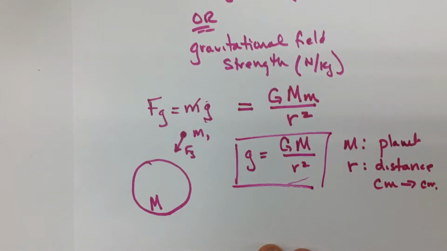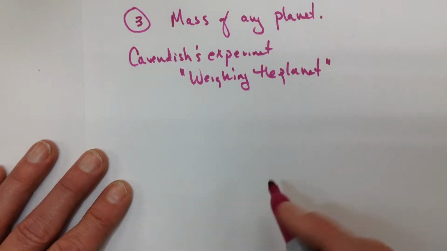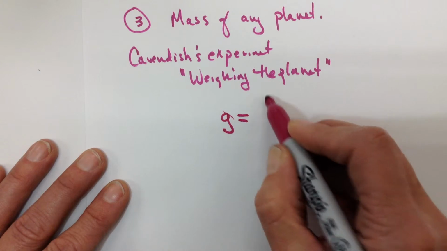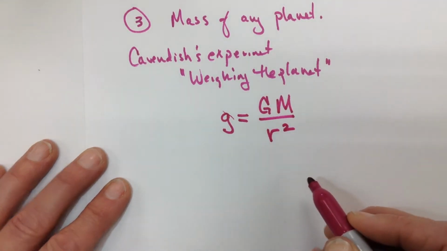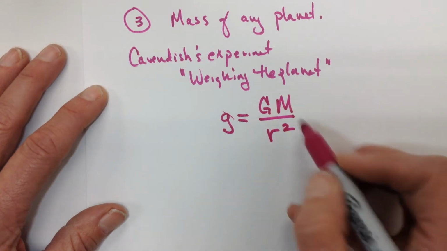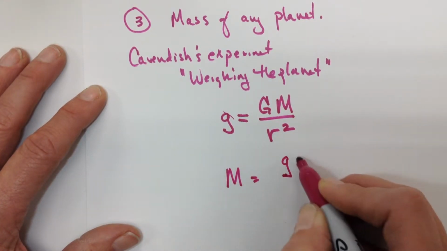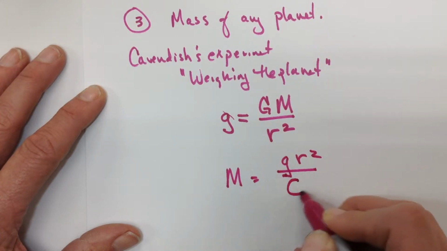Okay, the third thing that we can do is determine the mass of any planet. If we bring back our equation that we just derived, g is equal to big G times the mass of the planet over the radius squared. I'm going to solve this for the mass of the planet, so just rearranging the equation, I get g r squared over big G.